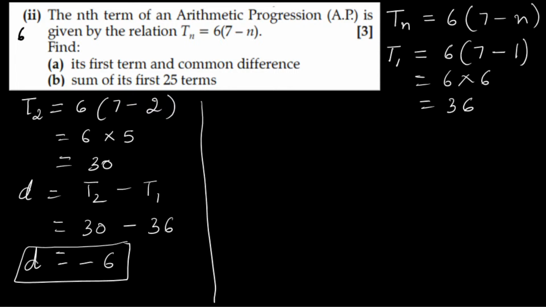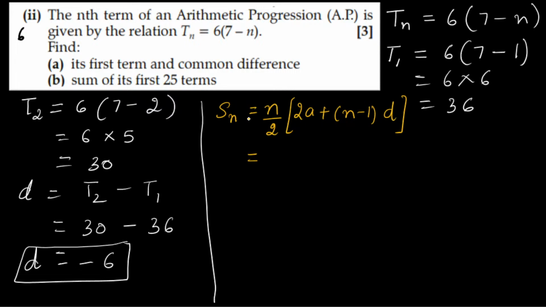Sum of first 25 terms. We know the common difference and we know the first term, so we can use the Sn formula, the sum of n terms of an AP. This is n by 2 into 2a plus n minus 1 into d. This is the formula of the sum of n terms.